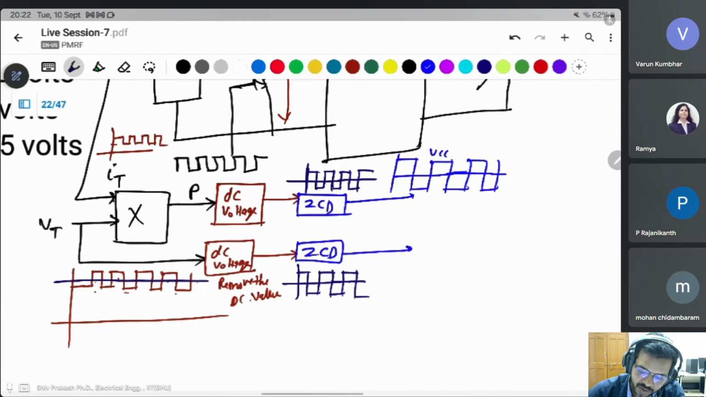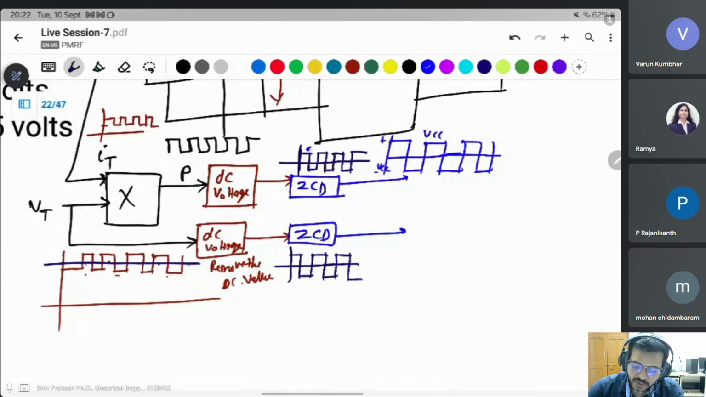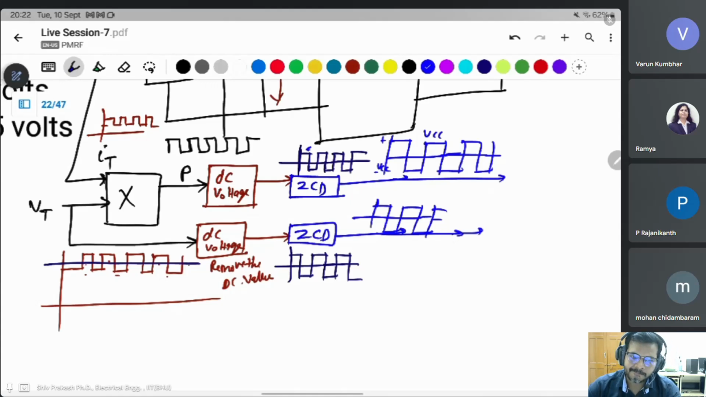This is the VCC, this is the minus VCC. It means the same thing. If there is a positive value, then the output is the plus VCC. If there is a negative value, then the output is the minus VCC. Like that. Same thing here. After that, you want to add more signal. Then what happens?